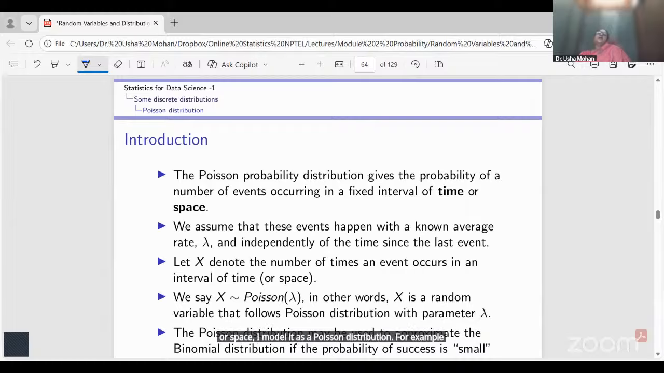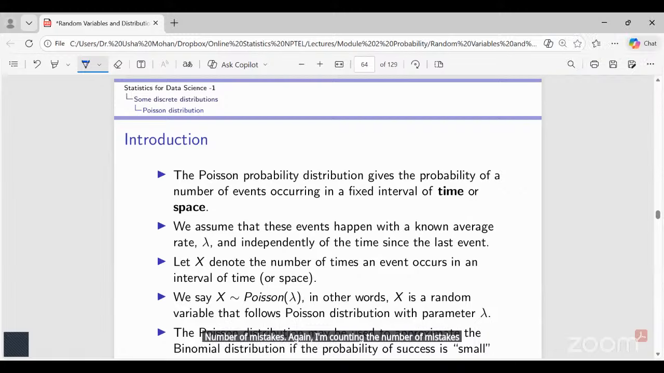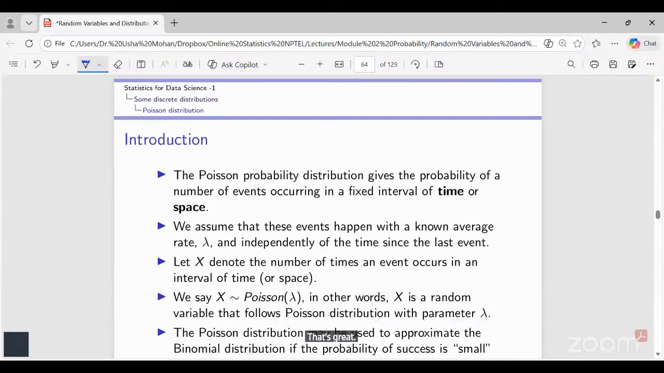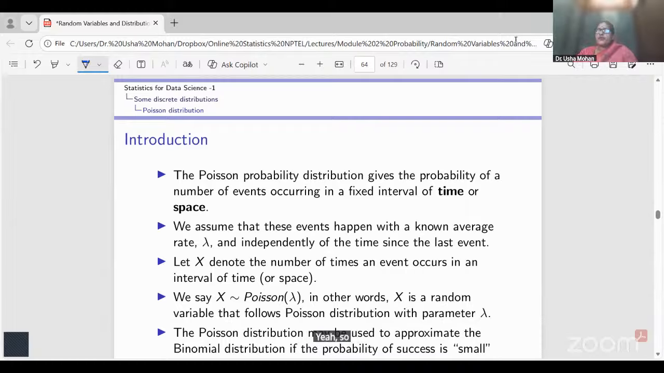For example, how many spelling mistakes are there in a complete paper? Again, I'm counting the number of mistakes. Here I don't have a fixed interval of time, but I have a fixed interval of space. Is this clear? So we call this a Poisson distribution. The parameter of the Poisson distribution is that these events happen with a known average rate lambda, and again, it is independent of the time since the last event. This is important. I'm counting the number of events.